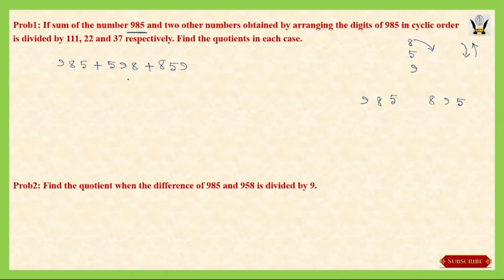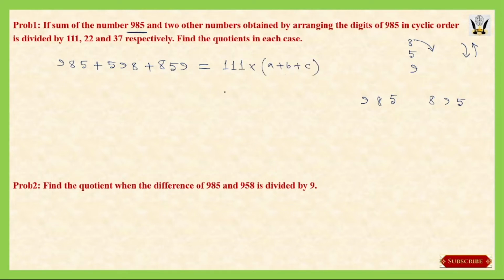Now we can add these three numbers and then divide by 111, or 22, or 37, and find the quotient. That is the normal way we add and divide. But in our theory class, we have learned that if we have a 3-digit number and rotate its digits in cyclic order, then the summation of those three numbers comes out as 111 multiplied by the sum of all those 3 digits.